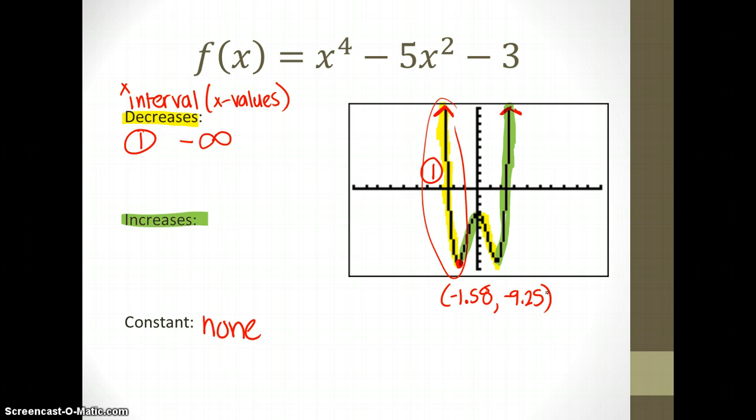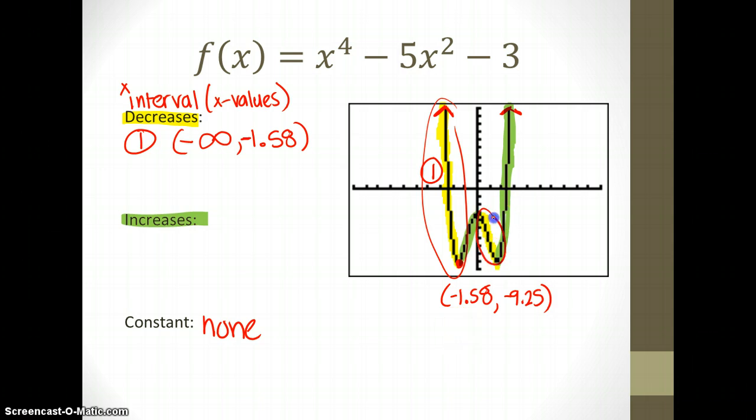We don't need to know how low it goes when we're talking about decreasing. All we need to know is at what x value does it stop decreasing. Well, the x values that it decreases over this interval would be negative infinity to negative 1.58. So to describe the decreasing in that first section, it's going from the very, very left of the graph all the way up to when it gets to negative 1.58 in the x's, it turns around and starts to increase again.